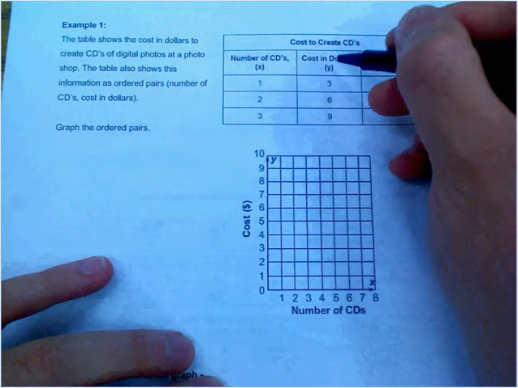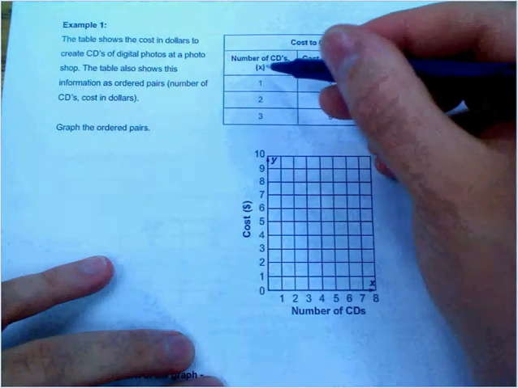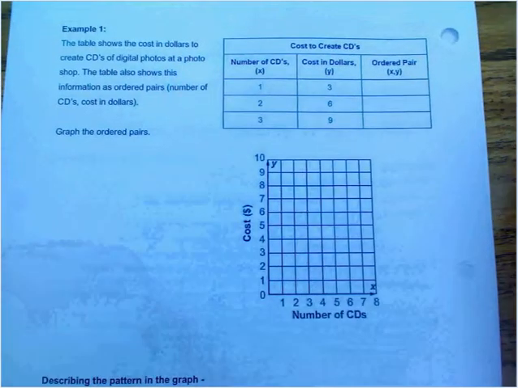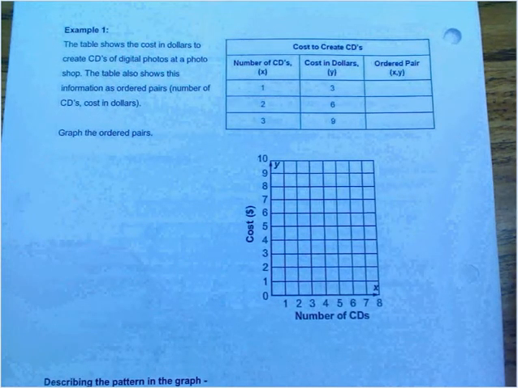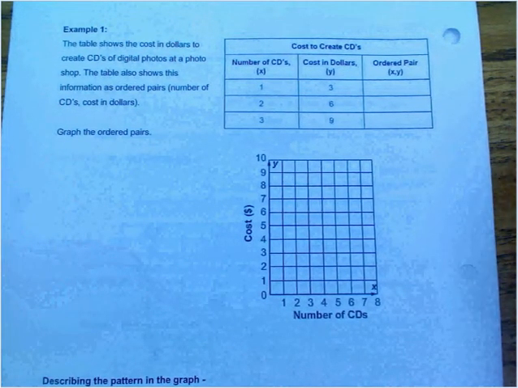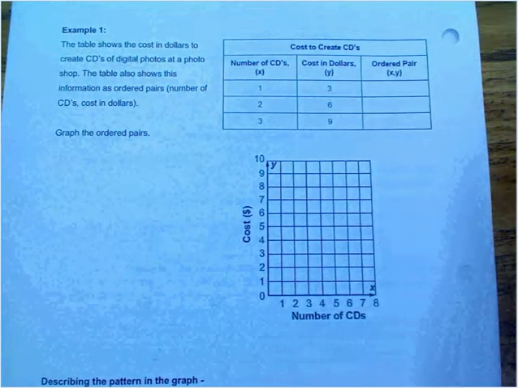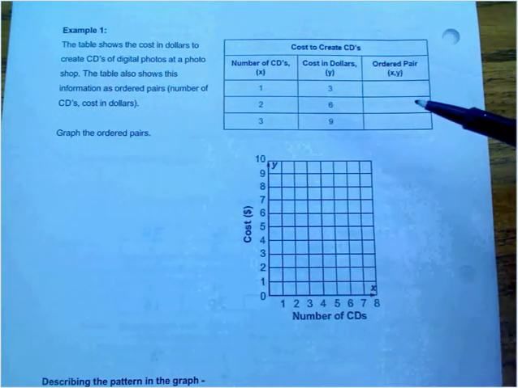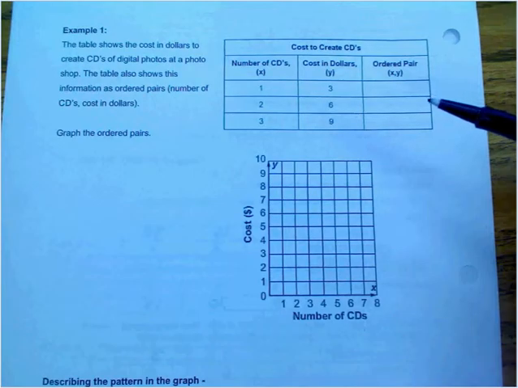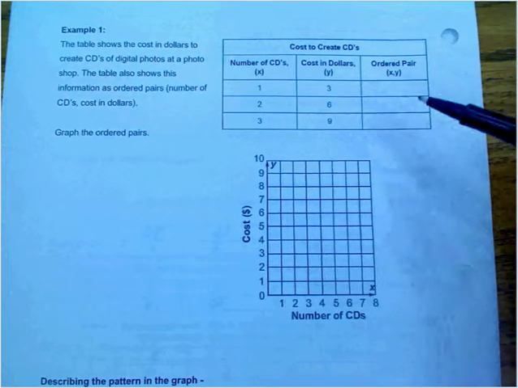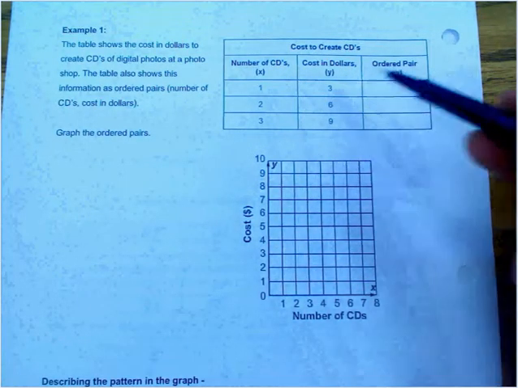The table here shows us what the x and y is. Remember, x comes before y in the alphabet, so our x is the first part of our ordered pair always. So the table shows the cost in dollars to create CDs of digital photos at a photo shop. The table also shows this information as ordered pairs, CDs and cost.